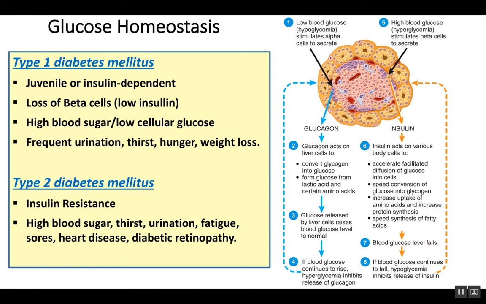The result is very similar: high blood sugar, thirst, urination, fatigue. These individuals can get sores, can contribute to heart disease, and diabetic retinopathy, which is a vision problem. So, two types of diabetes mellitus. We should be familiar with the two, the similarities and the differences.